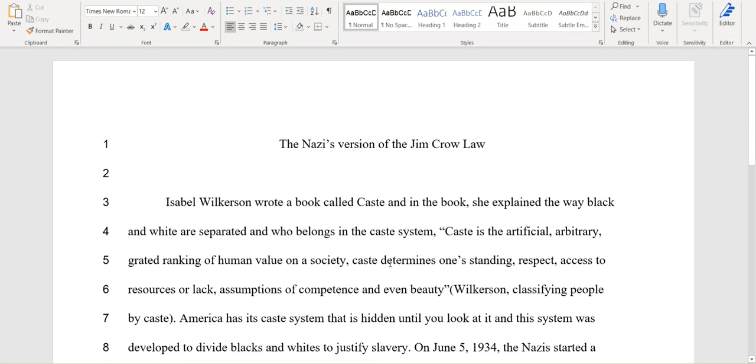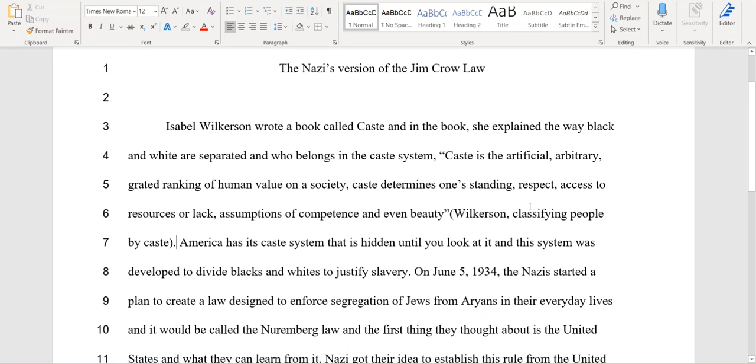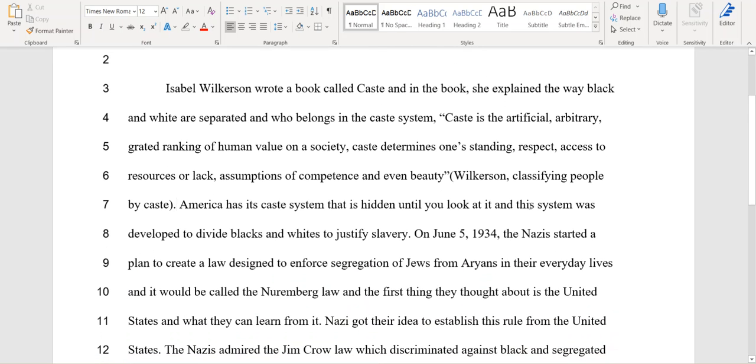The Nazi version of the Jim Crow law. Isabel Wilkerson wrote a book called Caste, and in the book, she explained the way black and white are separated and who belongs in the caste system. Caste is the artificial, arbitrary, graded ranking of human value in a society. Caste determines one's standing, respect, access to resources or lack, assumptions of confidence, and even beauty. Wilkerson, classifying people by caste. America has its caste system that is hidden until you look at it, and this system was developed to divide blacks and whites to justify slavery.